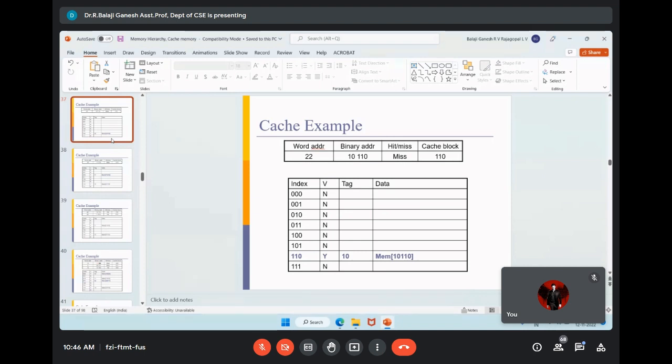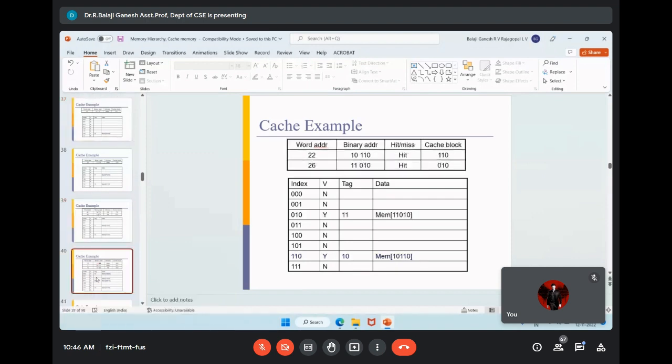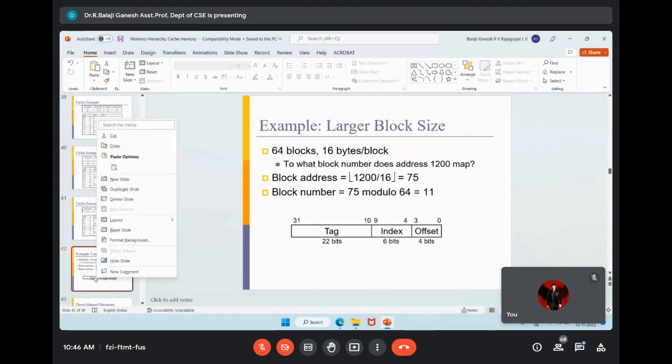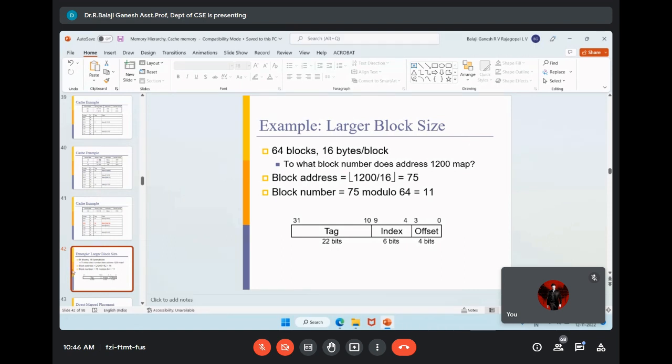This is one of the important questions. Explain in detail about the cache mapping functions is available in your CLA 3 question paper. So you have to write about direct mapped cache, fully associative cache, and set associative cache. Hereby we are completing direct mapped cache. There is one more example, with 64 blocks and 16 bytes per block.